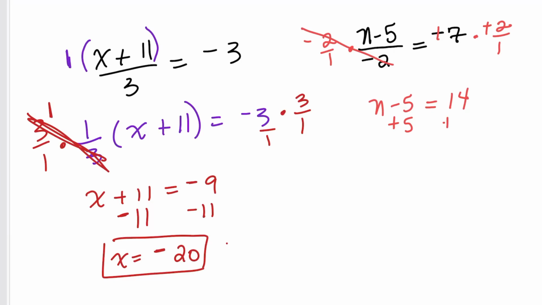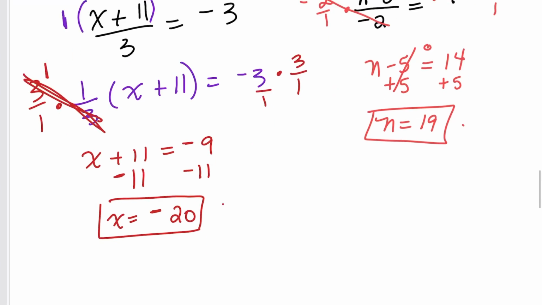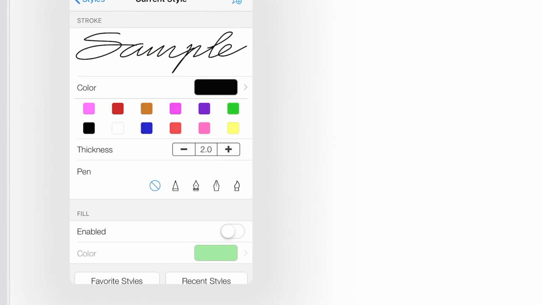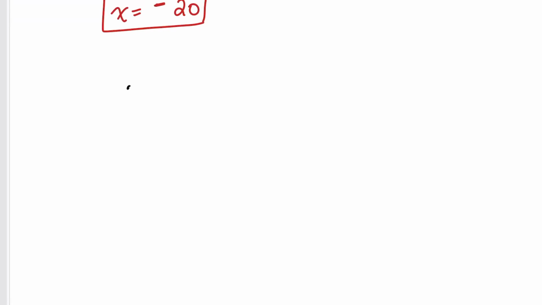I'm going to add 5, so that cancels and becomes a zero pair. That gives me n is equal to 14 plus 5, which is 19. Okay? It's that easy. It's really, really easy. Now, let's say for a challenge problem, okay? Let's say, for example, I have 2b over, let's say, 5.